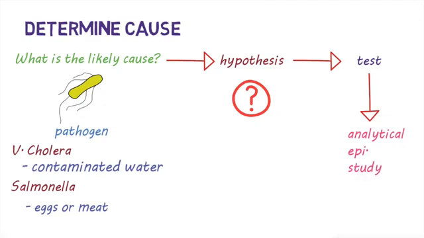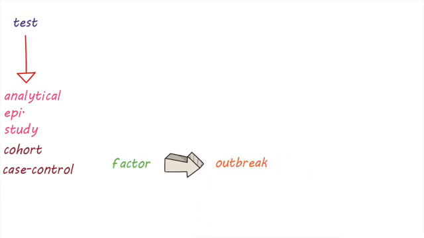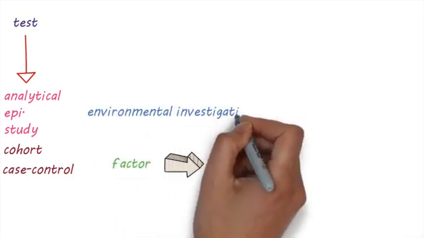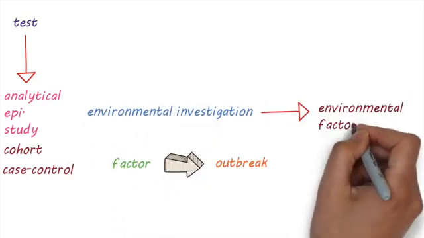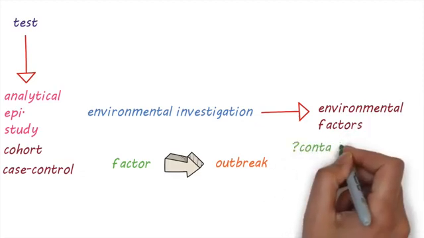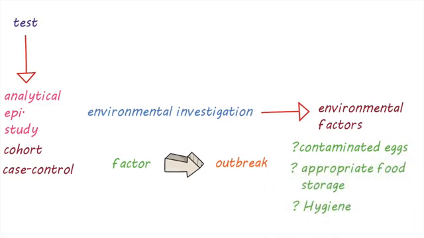The two most commonly used types of analytical studies in outbreak investigations are cohort studies and case control studies. These studies can determine how likely it is that a certain factor is the cause of an outbreak. In addition to the analytical epidemiological studies, an environmental investigation can also help confirm the hypothesis. For example, in a foodborne outbreak, the environmental investigation could identify factors like contaminated eggs, improper food storage, or poor hygiene standards that may have contributed to or caused the outbreak.